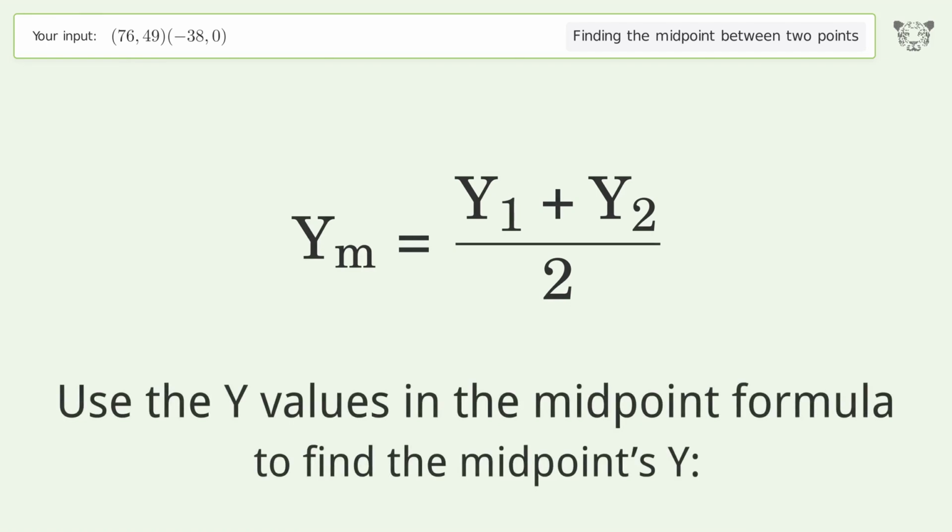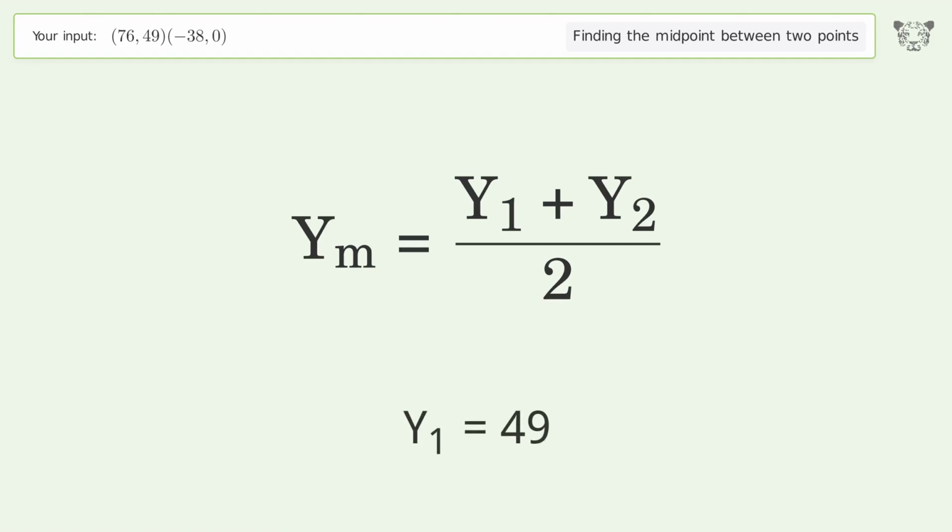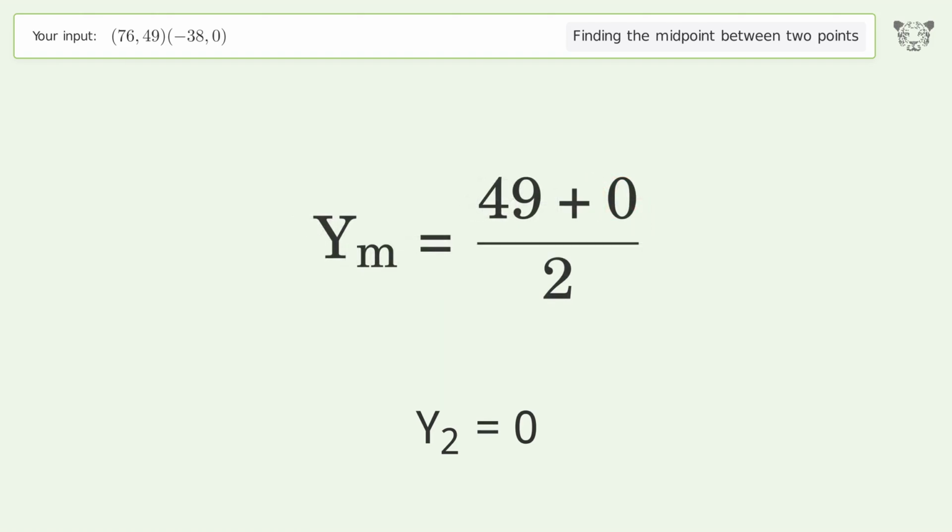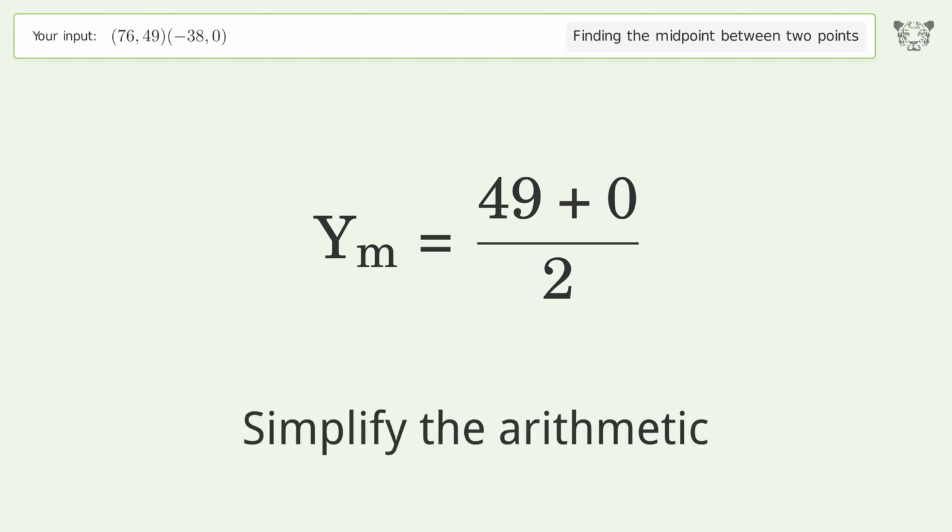Use the y values in the midpoint formula to find the midpoint's y. y1 equals 49. y2 equals 0. Simplify the arithmetic.